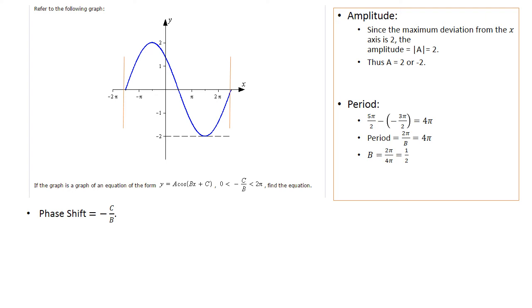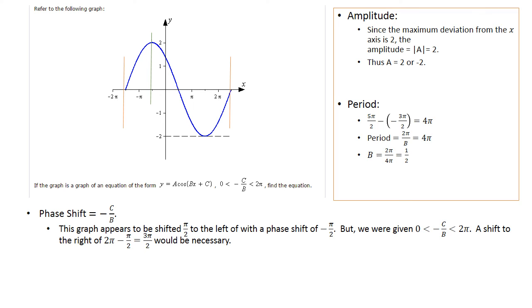So we need our phase shift. The phase shift is negative c divided by b. Looking at the graph and knowing it's a cosine, you notice that it looks like it got shifted to the left pi over 2, or a negative pi over 2. But we were told that the phase shift had to be positive, between 0 and 2 pi. So we take 2 pi and subtract the pi over 2 to find that it has been shifted 3 pi over 2 to the right, since we couldn't shift it to the left because of that requirement.